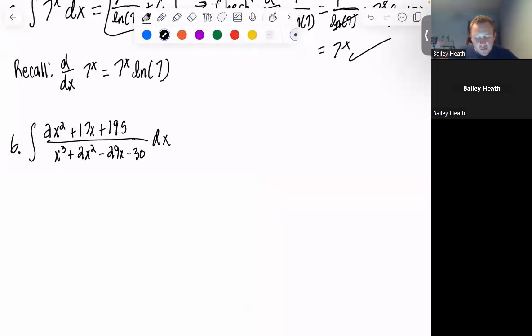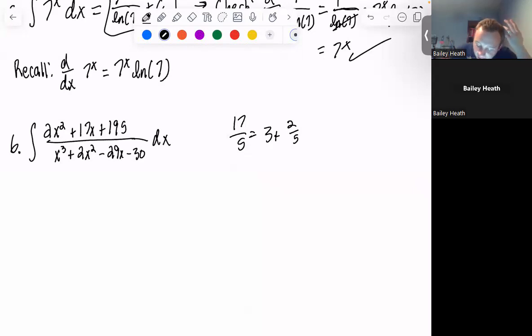One idea might be to try polynomial long division. However, the issue with that is that the degree of the top is smaller than the degree of the bottom. So polynomial long division isn't really going to go anywhere. You would use polynomial long division whenever you have something with a bigger degree on top than what you have on the bottom. For example, if we think about it with numbers, and I'm going to erase this in just a second, if we have 17 over 5, then we can break this up as 3 plus 2/5.